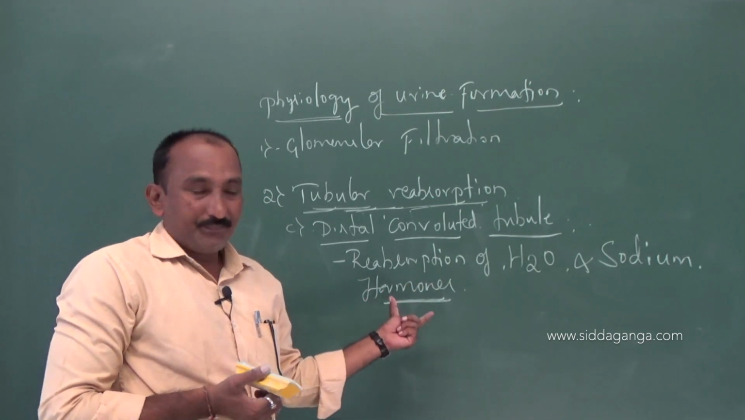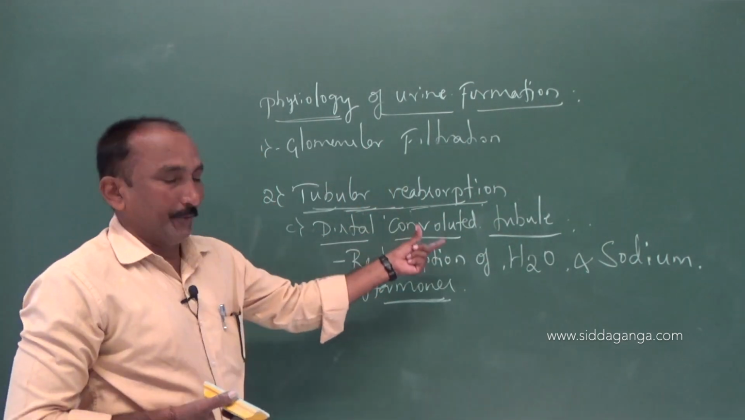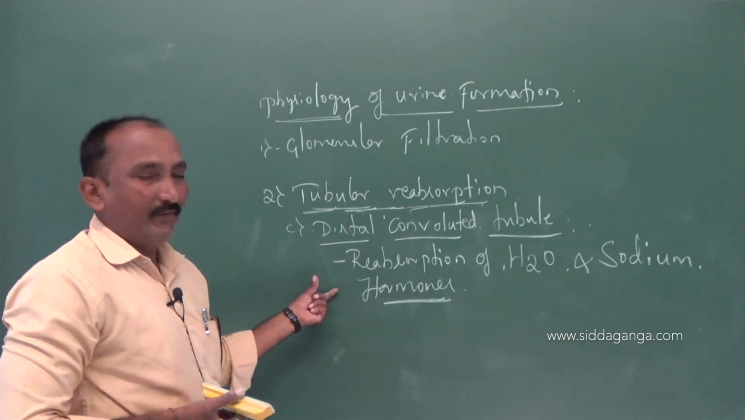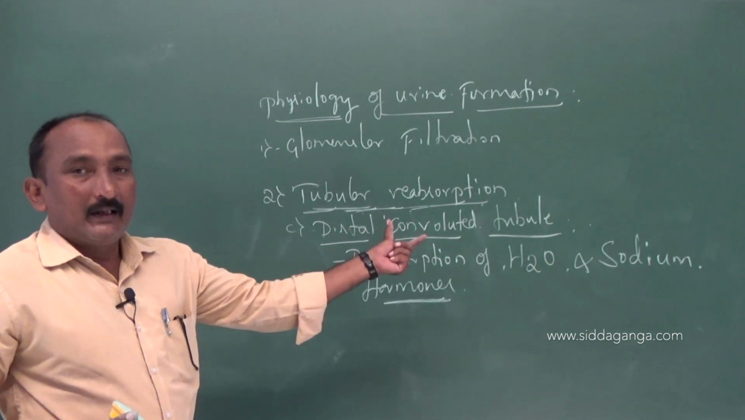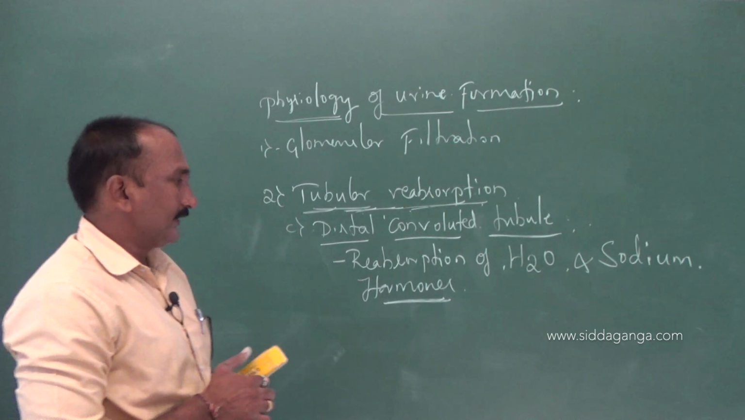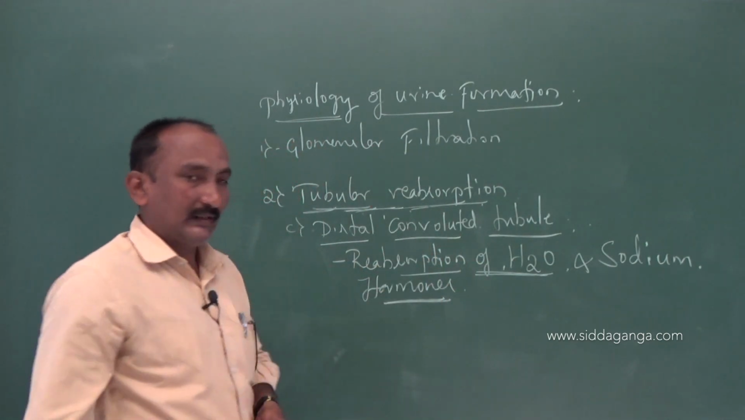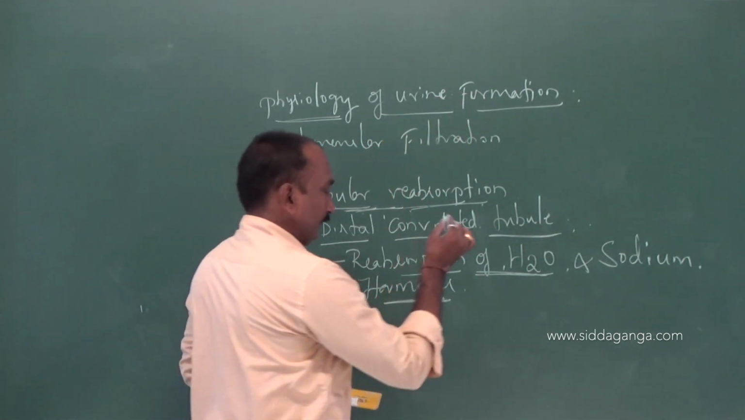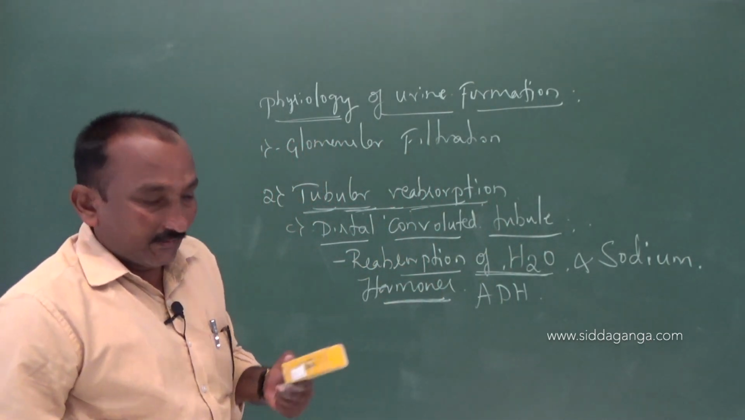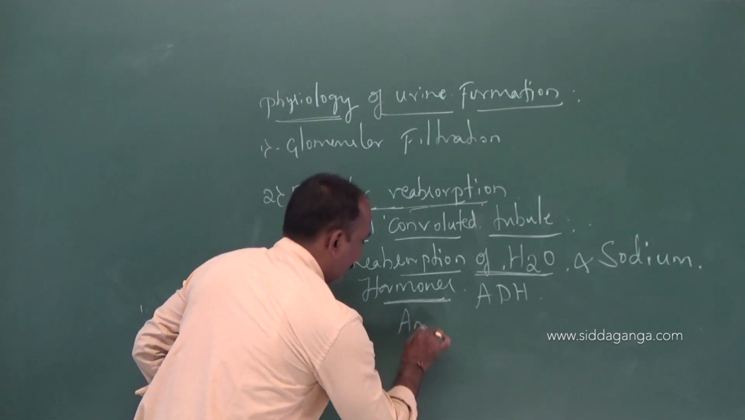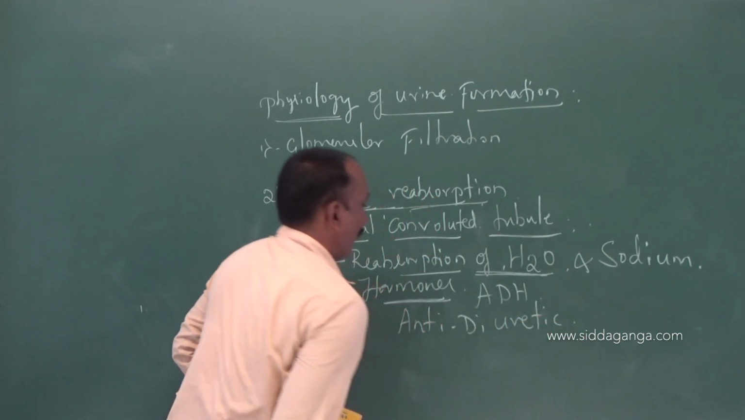But in case of the reabsorption of water and sodium within the distal convoluted tubule, that is with the help of some hormones. What are those hormones involved in the reabsorption of water? The distal convoluted tubule can reabsorb water under the influence of one hormone, that is called ADH in short form. That is ADH, that means anti-diuretic hormone.